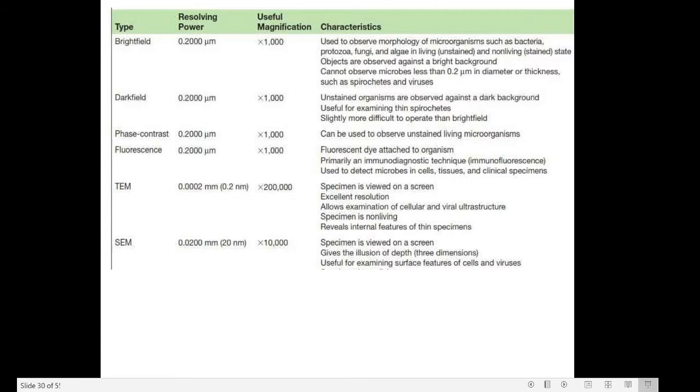In the dark field microscope, we have a dark field in the outer surface, so that unstained microorganisms can be visualized through the light. In the dark field, the unstained organism is observed against the dark background. This is the usual examination for spirochetes. This is a very important thing.